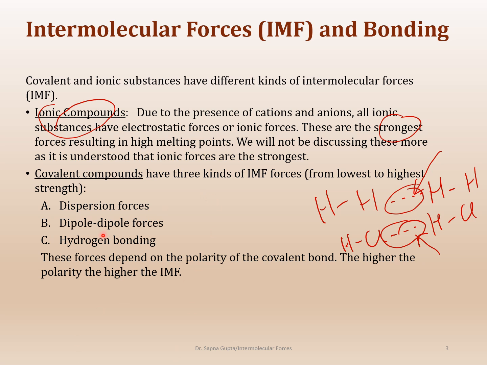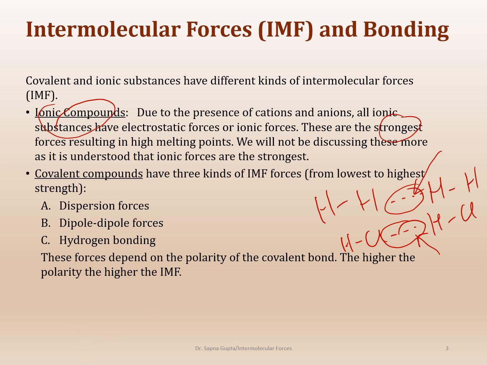In covalent compounds, we have three different kinds of forces. Ionic compounds have only one force; you can call it the electrostatic force or the ionic force. But covalent compounds are going to have three different forces: dispersion, dipole-dipole, and hydrogen bonding. I've written them in a particular order from lowest to highest, which means dispersion forces are the weakest of all intermolecular forces, and hydrogen bonding is the strongest one.